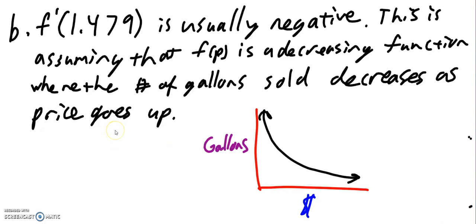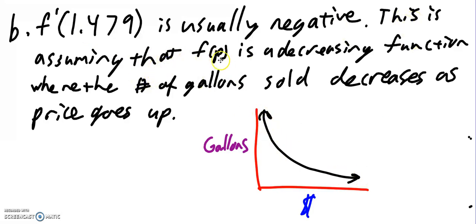You know, they try to conserve a little bit, drive a little bit less if they can, depending on how much more expensive we're talking about. Whether it's an actual function like this, whether it's linear, whether it's something else, I don't know. But the point is this general idea: as the price goes up per gallon, the number of gallons sold is going to decrease. That should make sense. Therefore, f prime of 1.479 is usually negative because it's representing the slope, and this is going to have a negative slope.